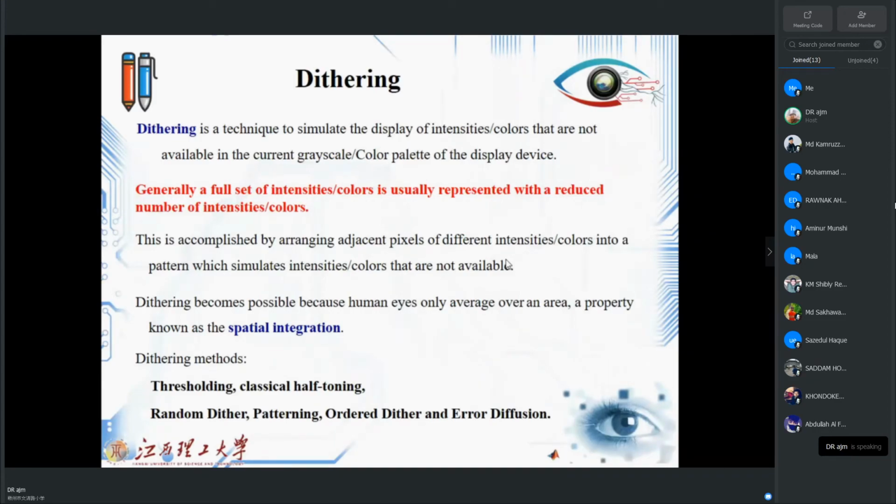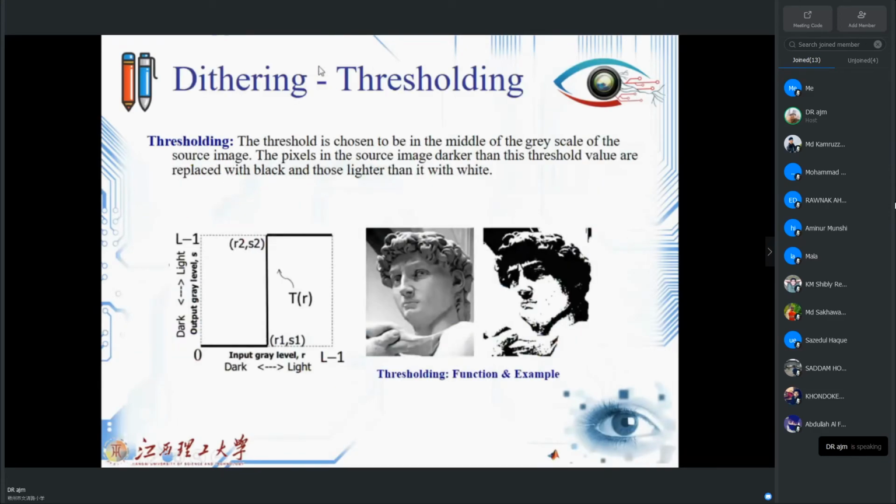are not available. Dithering becomes possible because human eyes only average over an area, a property known as spatial integration. For dithering, we have some methods: thresholding, classical halftoning, random dither, patterning, ordered dither, and error diffusion.